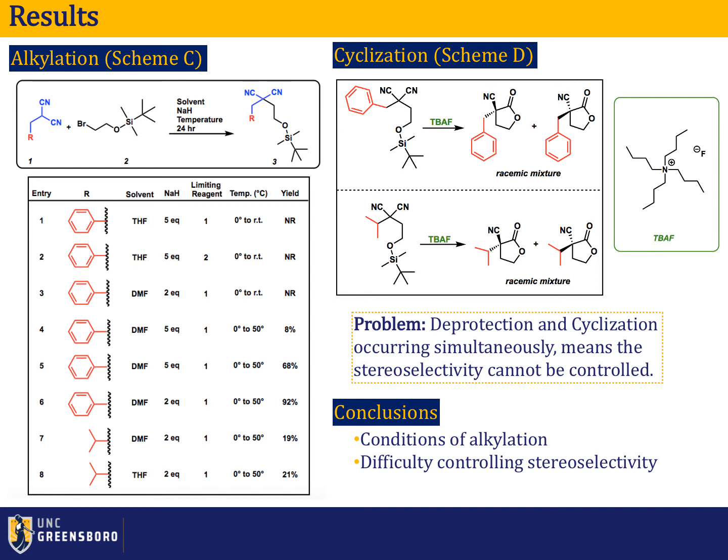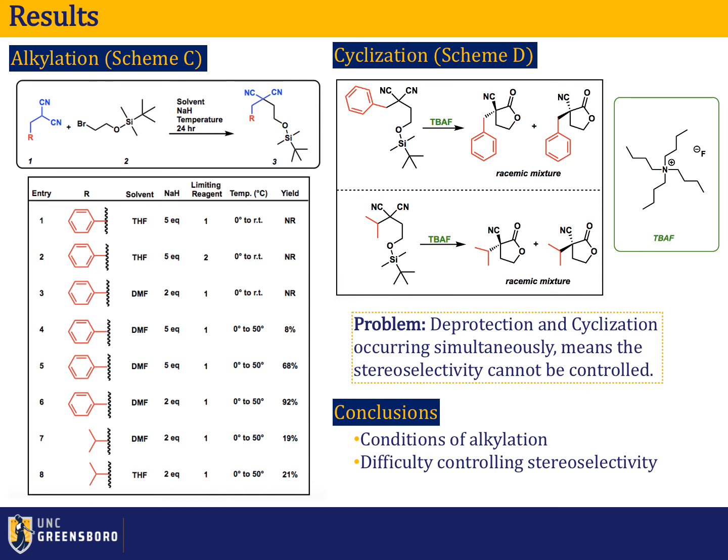Through several iterations with the benzyl R group and improving the purification process, our lab brought the yield up to 92%. The isopropyl R group has been more difficult to react, with the highest yield being 21%. I hypothesized that the restricted sterics of the benzyl group is actually beneficial for the desired reaction.